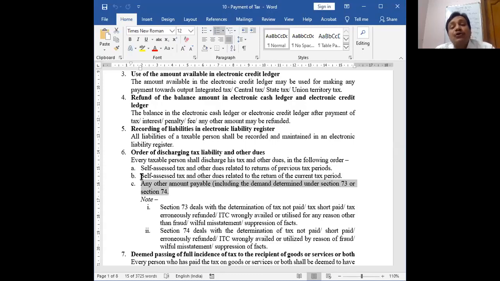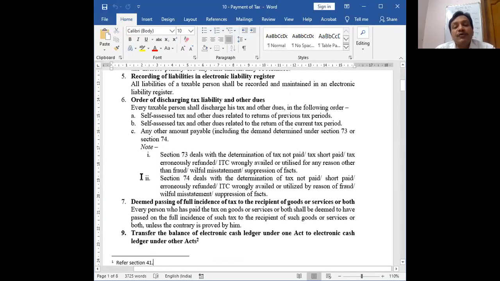First, whatever you think is true for the previous year, pay those dues. Second stage, whatever you think is true, pay those current dues. And third stage, whatever the department comes to know of any situation where you have paid less tax or wrongly claimed ITC, then that payment is your third stage. First, clear your two stages of self-assessed taxes, then you are supposed to pay the taxes under section 73 and 74. That point. Next point in payment of tax. Remember, in payment of tax, we have only one section, section 49, to be completed.